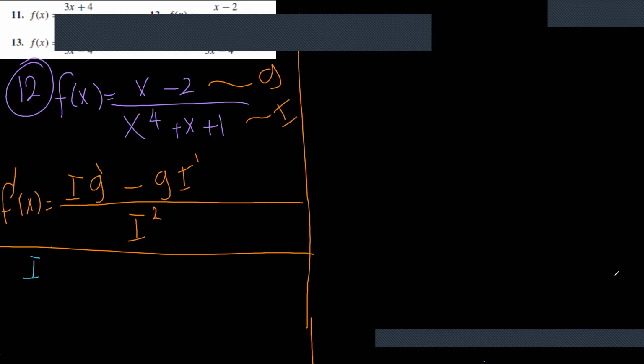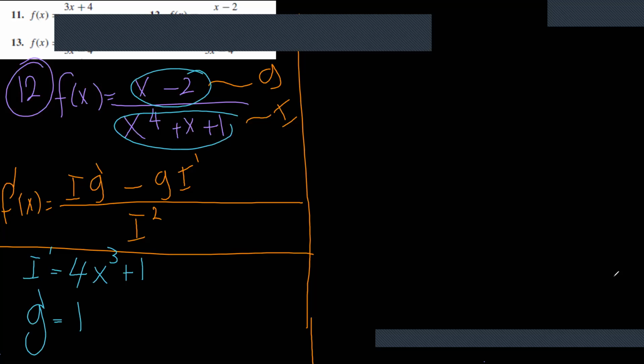So h prime now is, where is h? It is x raised to the power 4 plus x plus 1. So h prime will be 4x cubic plus 1. And g prime is what? 1. Thank you. So I have now h prime, I have now g prime. I know now what is h, and I know now what is g. I want now to write the function of the derivation.